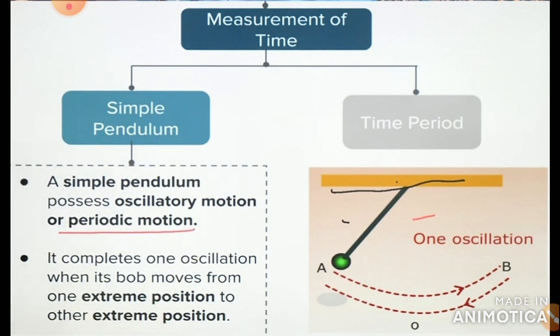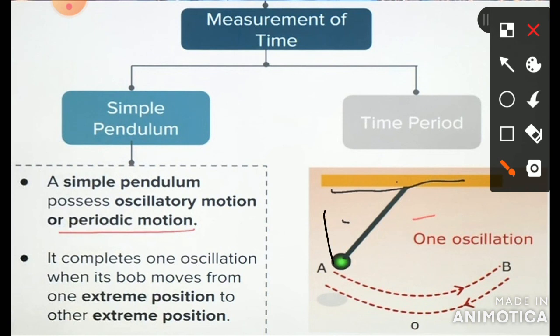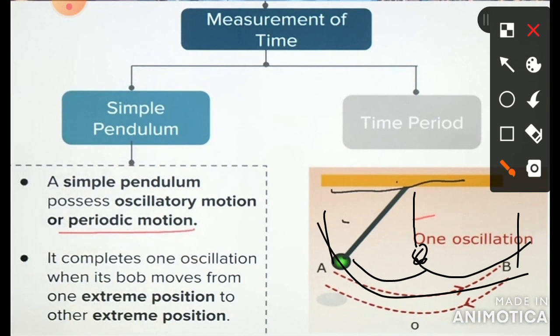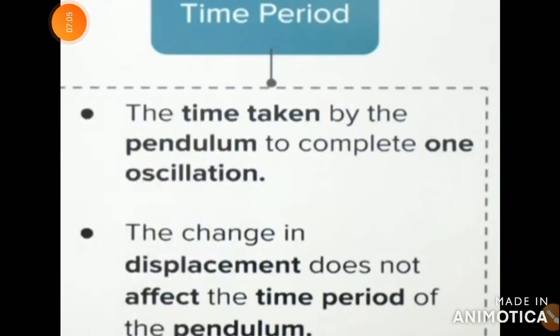They will move from one extreme point to the other extreme point. See here, the extreme points are these. It will start here, go up to here, come to another extreme point, and then go back to the other extreme point. This process happens in the table fan and also in the simple pendulum. So this is called oscillatory motion.